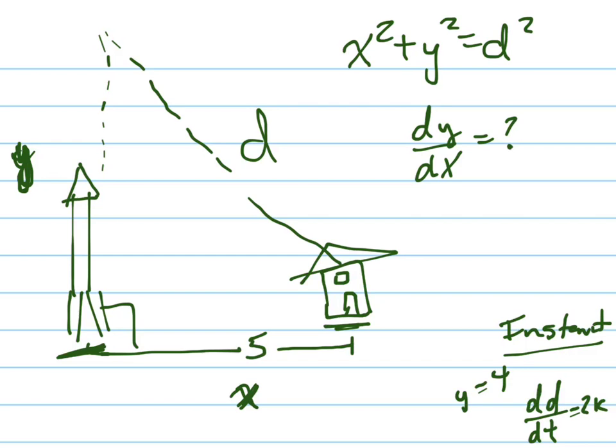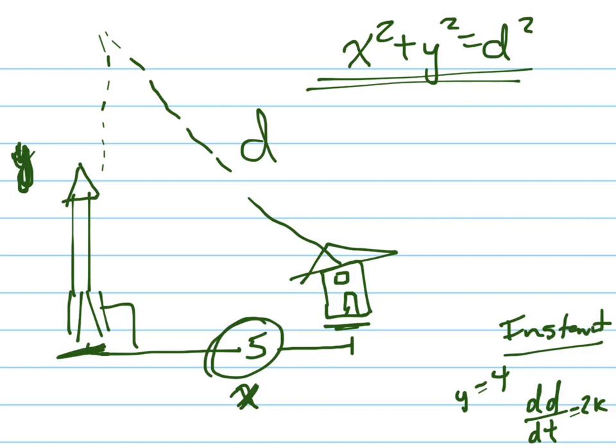So first of all, notice that in this classic rate of change problem, the first thing to do is define an equation, and then a lot of times you have to find another equation, but in this case I don't need another equation because x, 5, is not changing. So this I can just plug straight in and call this 25 plus y squared equals d squared.